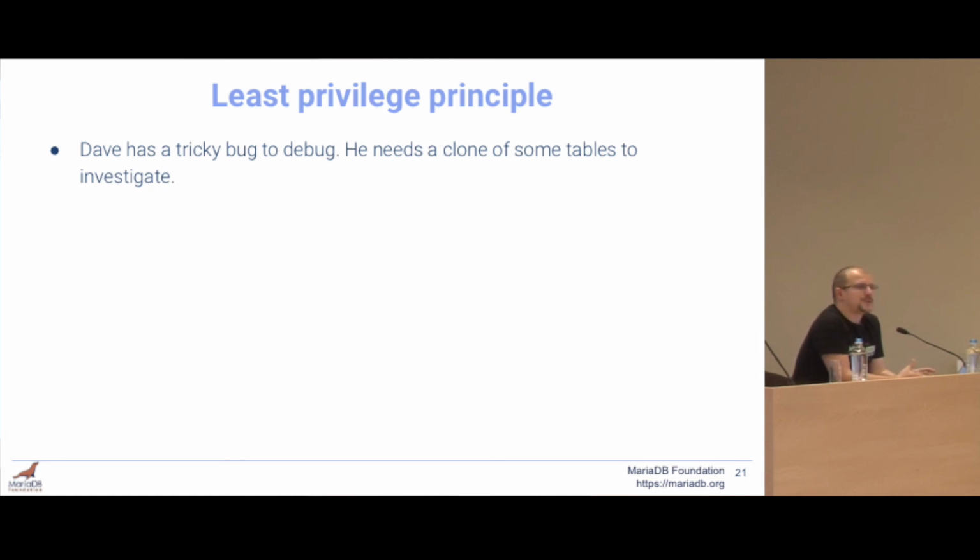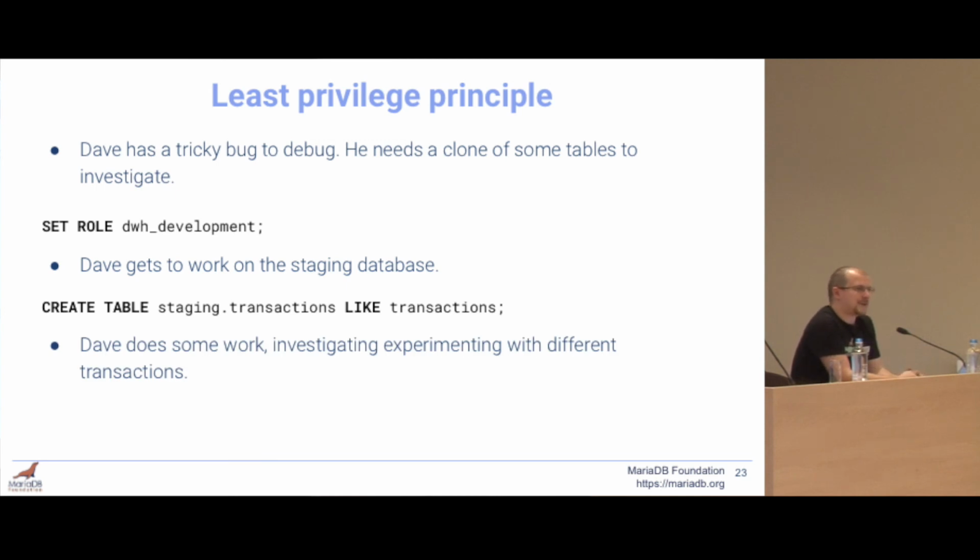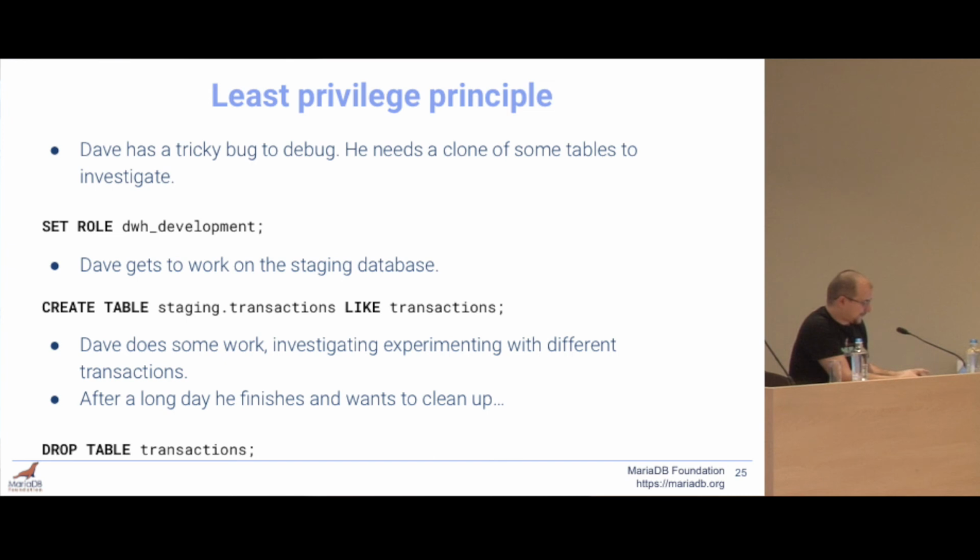And so let's talk about the least privilege principle. And here's an interesting scenario. So Dave, the developer, has a tricky bug to debug. He needs a clone of some tables to investigate, so he gets to work. He sets his role to data warehouse development. He creates his copy of his table and starts work. After a long day, he's very tired and he finally finishes. He wants to clean up. So he tries to clean up, but he did it on the wrong database, because he did have the rights to drop tables from the production database, because that's what the role gave him.